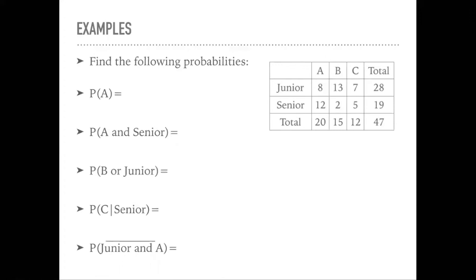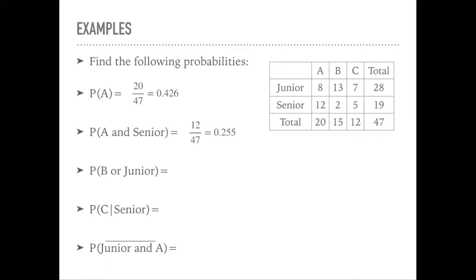So what is the probability of getting an A? Well, how many A's out of how many total? So we have 20 divided by 47, or write it as a decimal. What's the probability of getting an A and being a senior? There were 12 seniors that got A's. There were only 12 in that overlap of "and". So it'd be 12 over 47, or again, you can write it as a decimal.